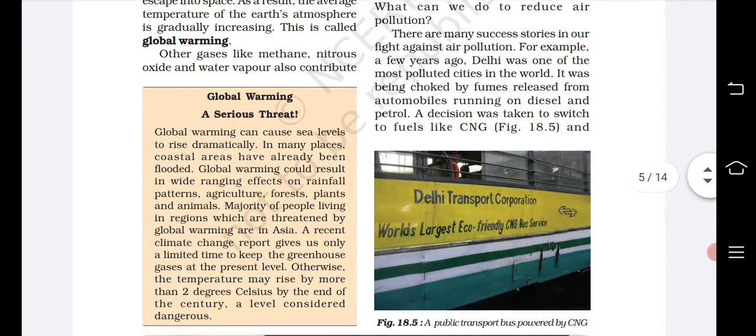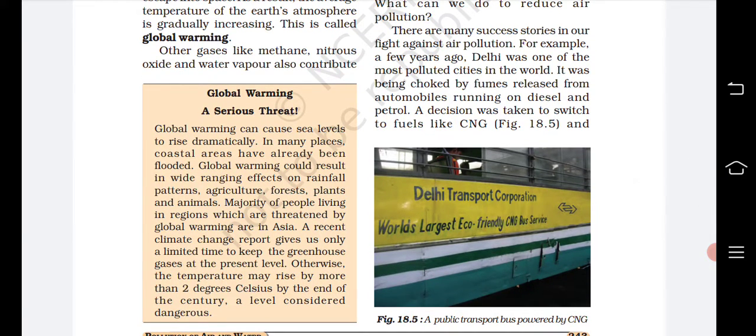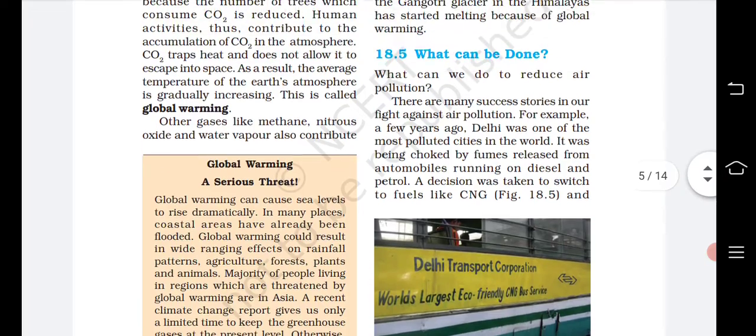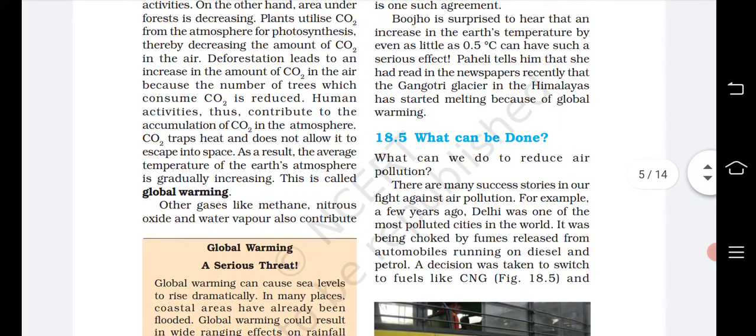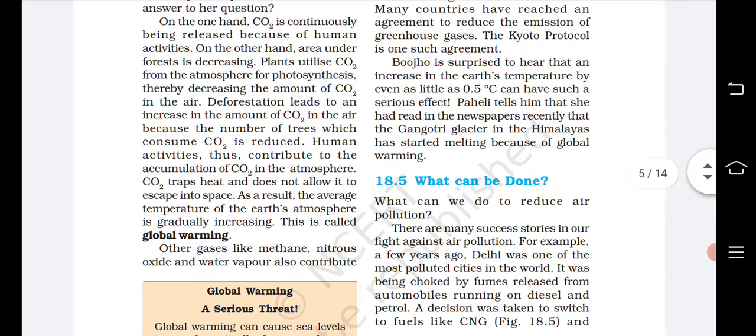Okay, due to the gradual increase of earth temperature, it leads to the rising of sea level. It affects rainfall patterns. It affects the agricultural field. It is responsible for climate change. Okay, so we must be aware that the major component which is responsible for greenhouse effect is CO2.